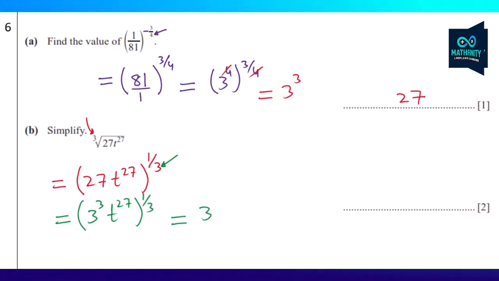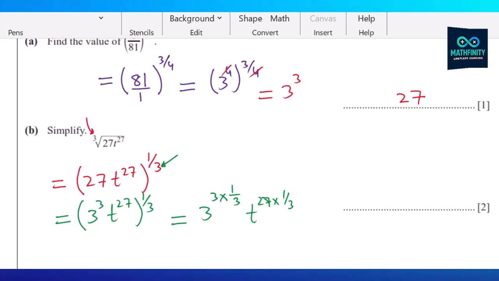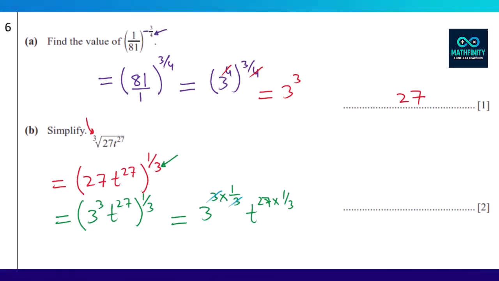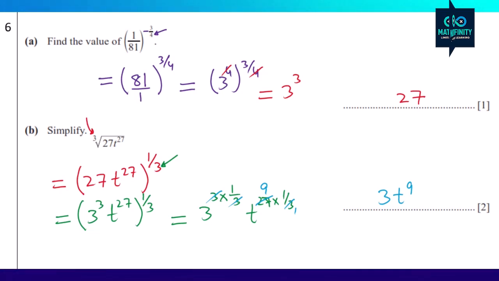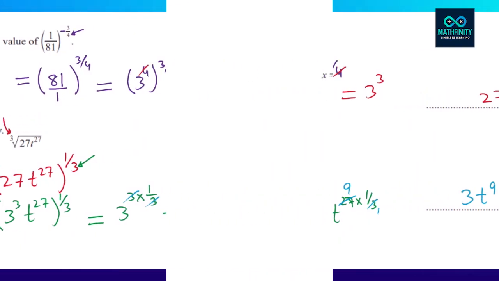When you open the bracket we have to distribute 1 by 3 to both. 27 times 1 by 3, but we will cancel this 3 and this 3. So 3 power 1 is equal to 3, and 3 times 9 is 27. So 3 power 9. Okay, hopefully guys you understand this concept.